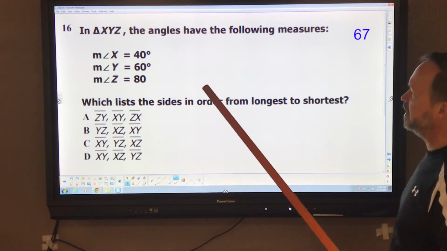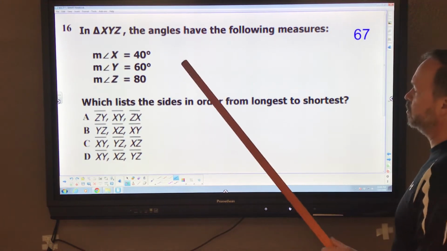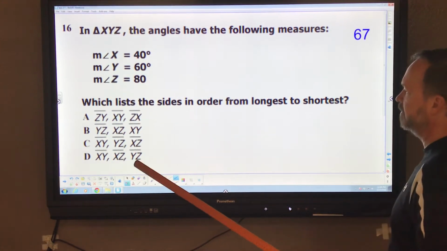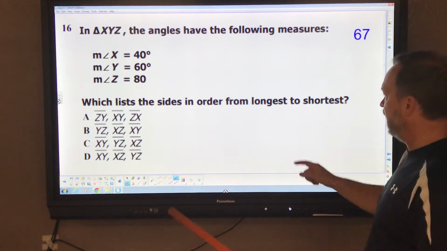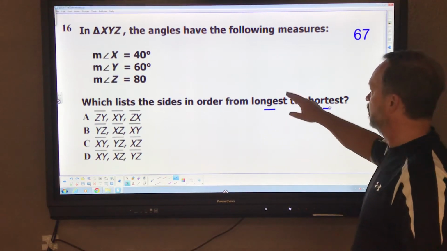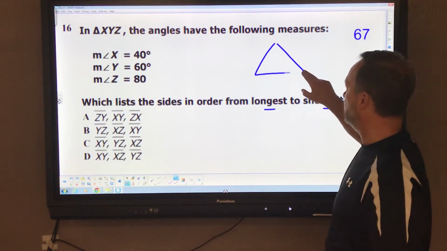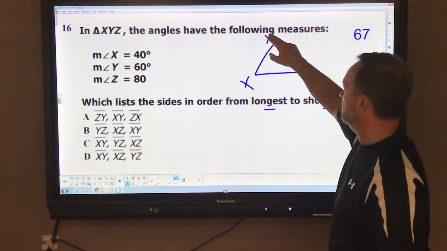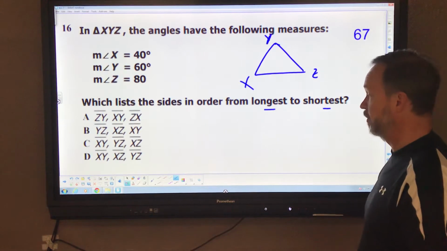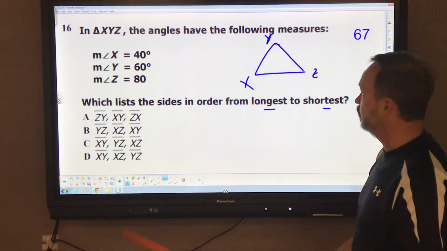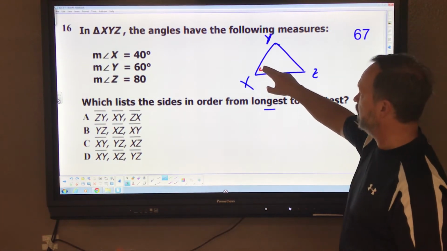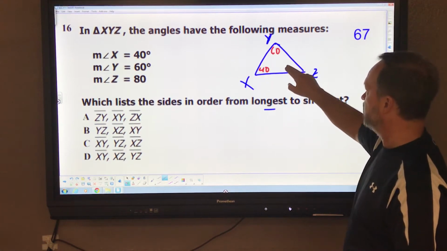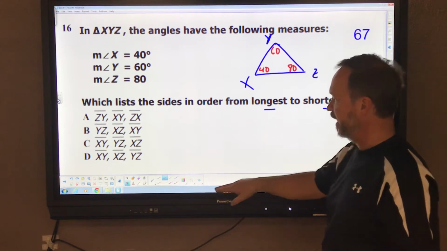Triangle XYZ, the angles have the following measures. So we have this triangle XYZ, and they ask you about the sides, from longest to shortest. Well, the first thing I would do is draw a triangle XYZ. Is that drawn to scale? No. Did I try? No, I'm not going to try. But I do know that this angle here is 40, according to what they told me, and this one is 60, and this one is 80. It may not look that way in my picture, I don't care.